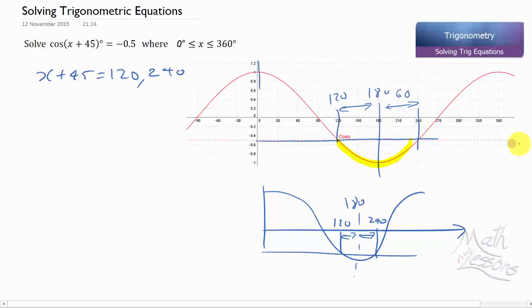And just check there are no more values between 0 and 360. So those are our two answers. I've only found where x plus 45 equals 120 and 240. So therefore we need to take those away: 45 away from that will be 75, and 45 away from that will be 195. And that gives us our answers.